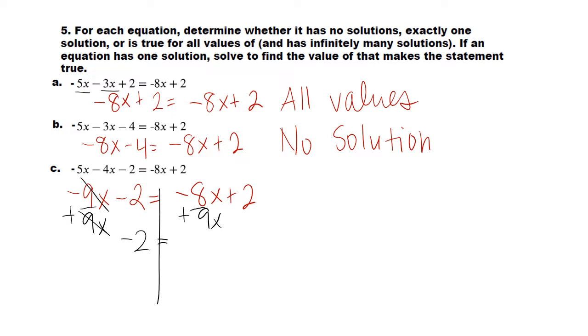Negative 8 plus 9 is 1x plus 2. I want to subtract 2 on both sides. I get negative 2 minus 2 gives me negative 4 equals 1x. Basically, x equals negative 4.